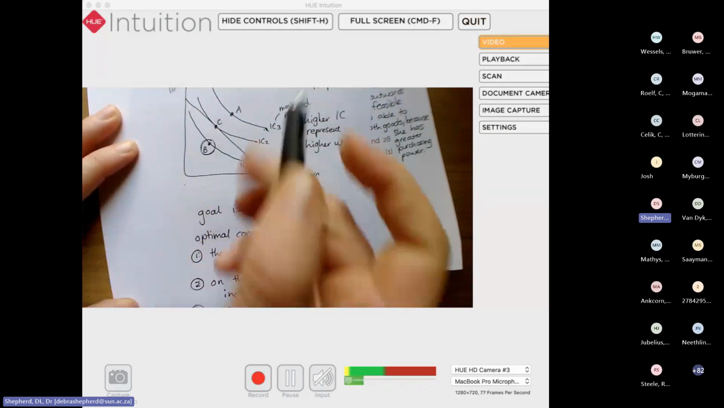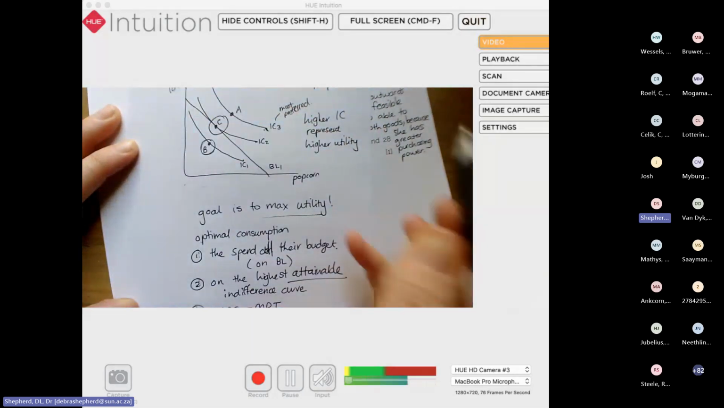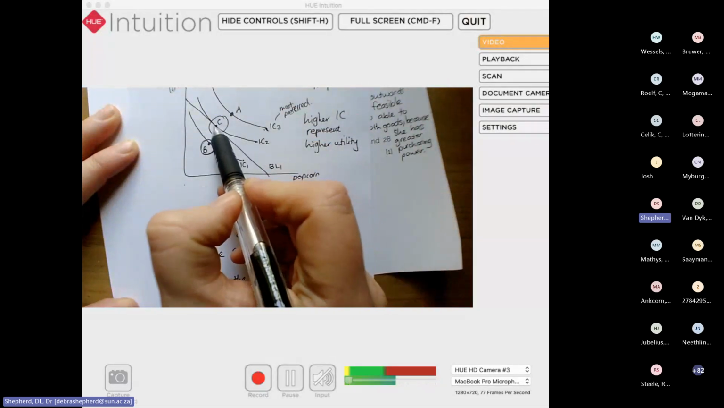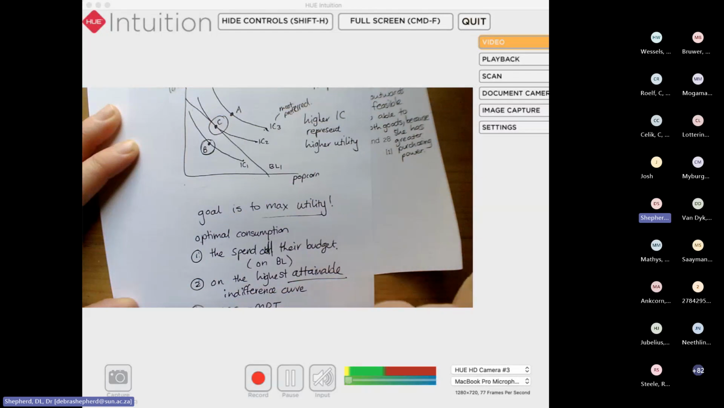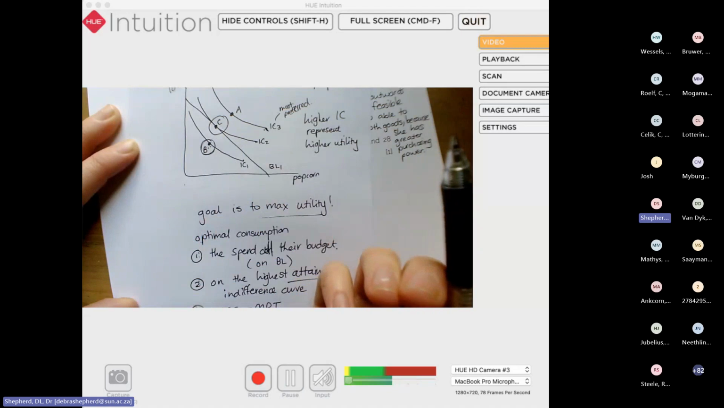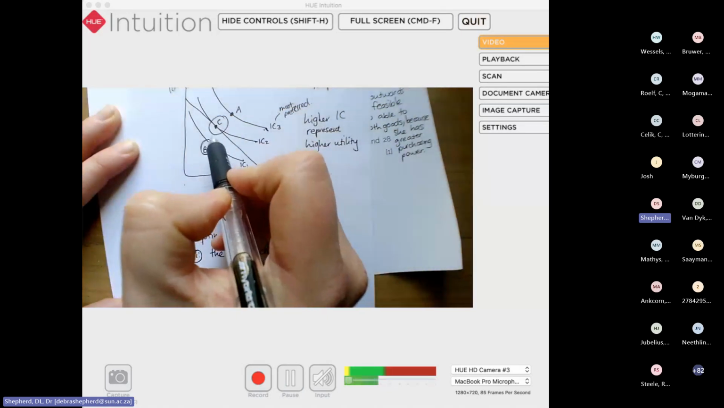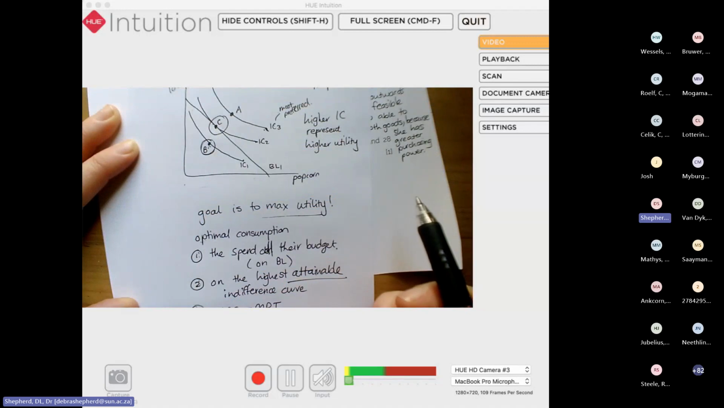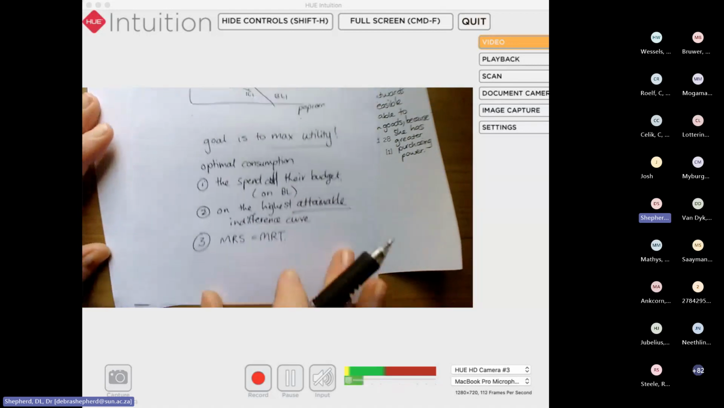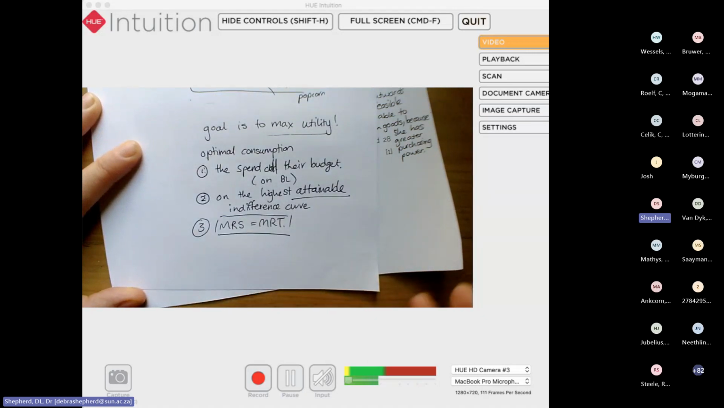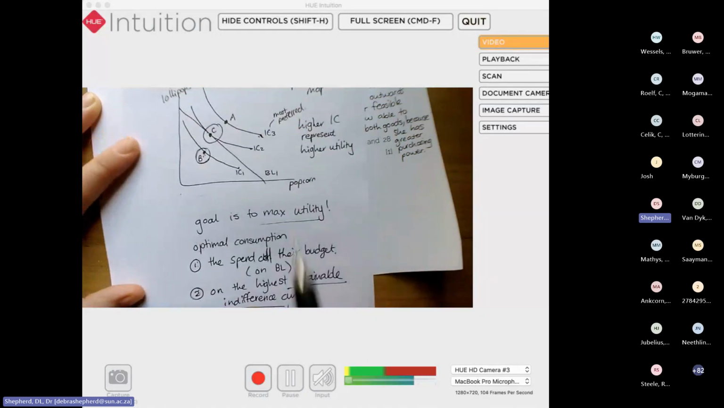So C ends up being optimal because it's affordable, it's within the feasible set, it's on the budget line, and it is optimal because B, I could also afford, but C is better than B because C is giving me more utility.